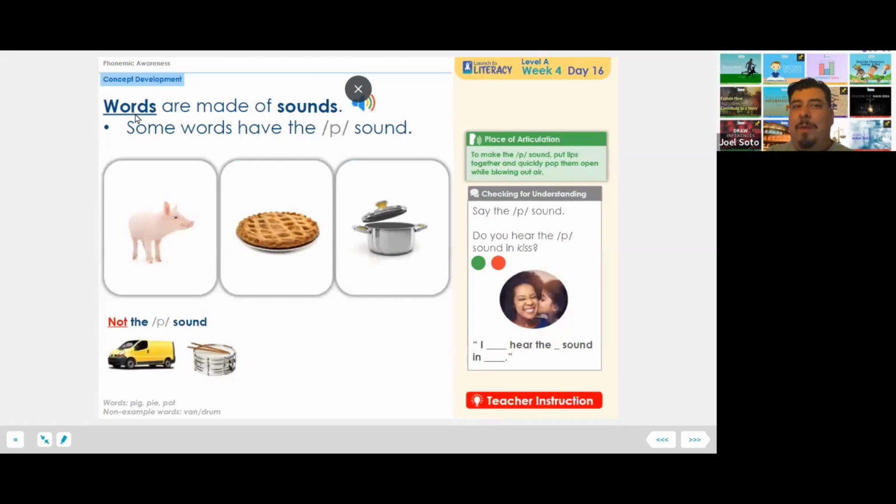Everybody look up here. Words are made of sounds. Let's read it with me. Words are made of sounds, right? We're reading it all together. Some words have the P sound. So we'll have our examples and our non-examples. We have our places of articulation. And then here's our claim to fame, and this is why we're awesome. We put our sentence frames here.